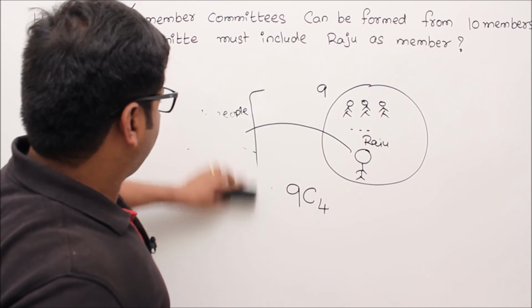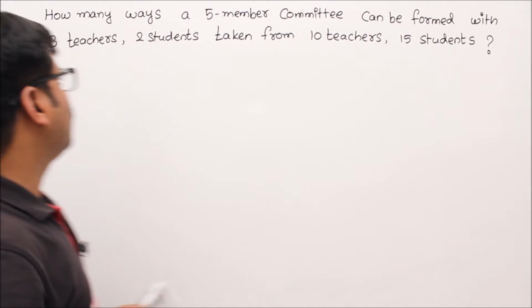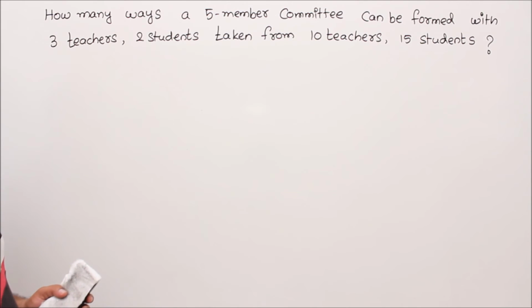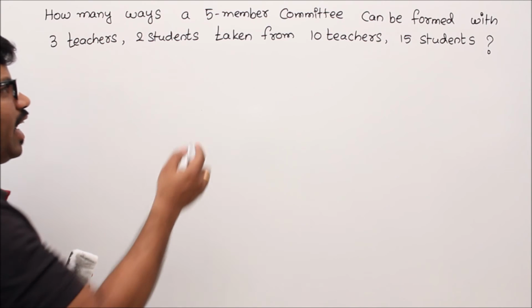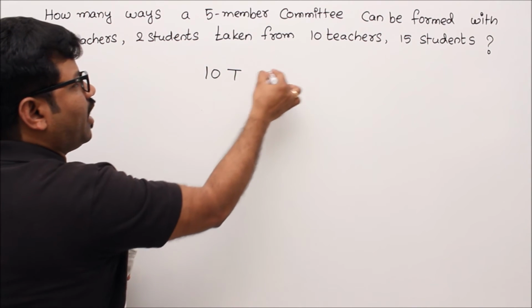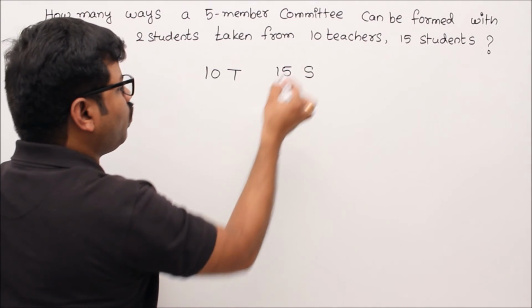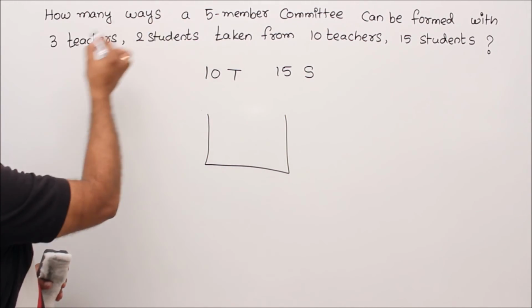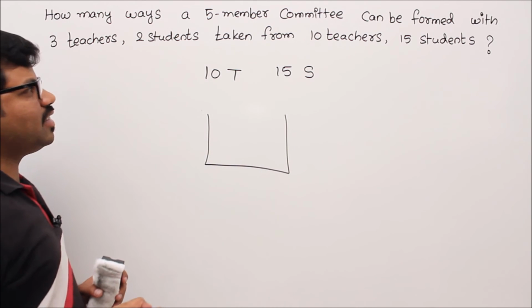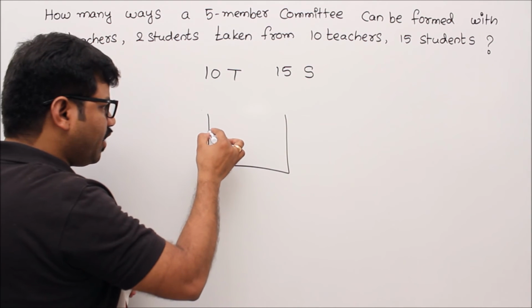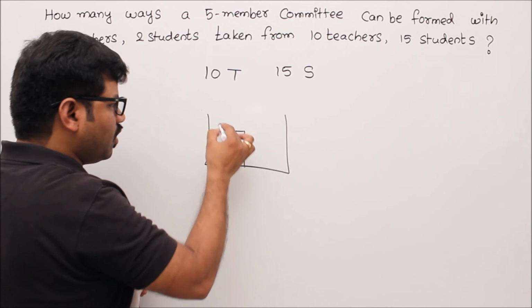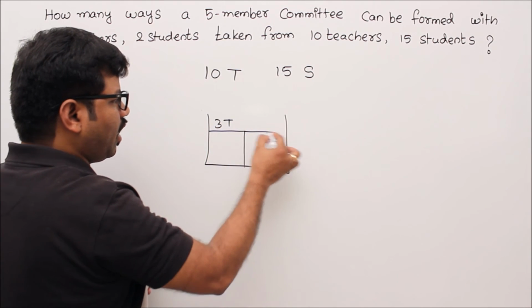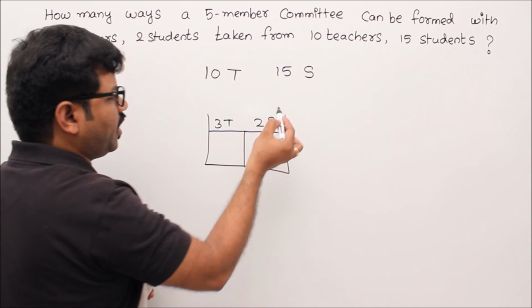Okay. Now we'll see the next question. How many ways can a 5-member committee be formed with 3 teachers and 2 students taken from 10 teachers and 15 students? We have to form again a 5-member committee, correct? But we have to take exactly 3 teachers and 2 students. So I can divide the task into 2 parts: selection of teachers separately and selection of students separately.